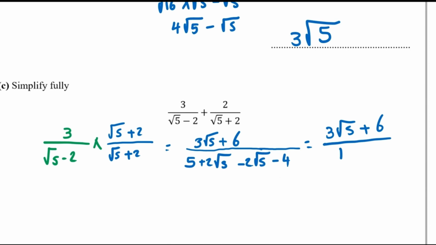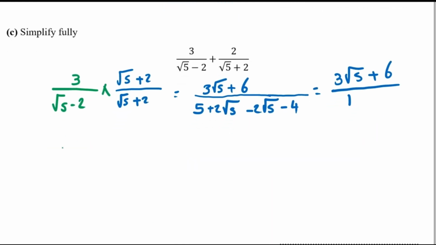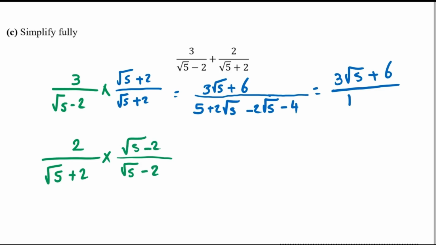So now let's look to the second term, this one. Also, we need to multiply, use conjugate here. So 2 divided by square root 5 plus 2, and the conjugate here became same the bottom of the fraction but change sign, and square root 5 take away 2.